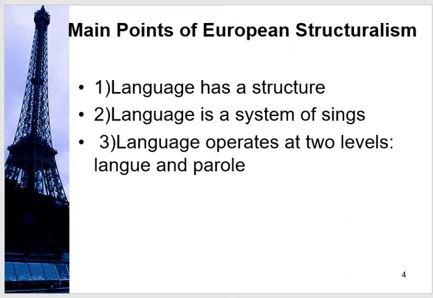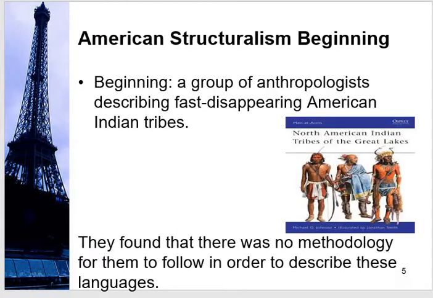Just to revise the main points of European structuralism, it has basically three structures. Language has a structure. Language is a system of signs, signifier and signified, as we have studied earlier. Language operates at two levels, langue and parole. Langue is a set of rules. Parole is a physical manifestation of language in the form of utterance or sentence. But now focus on American structuralism and its beginning.